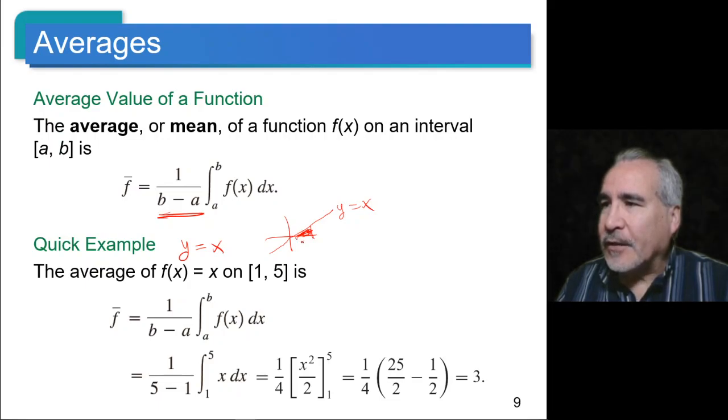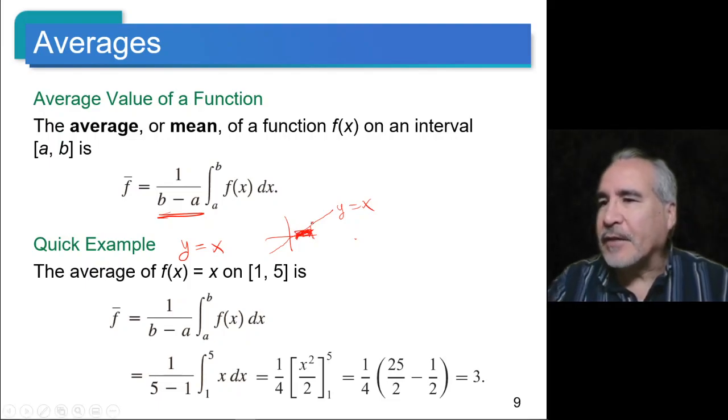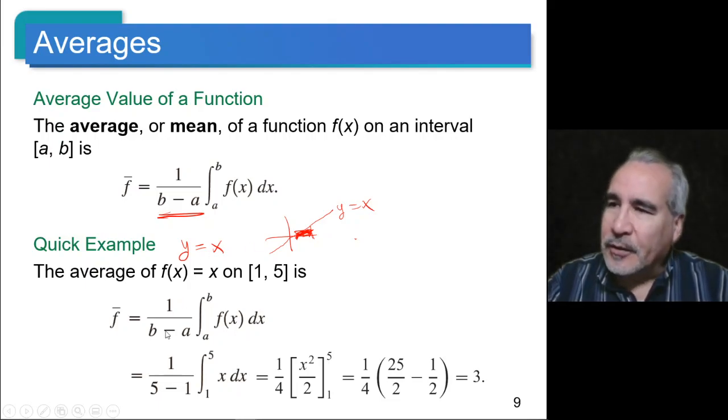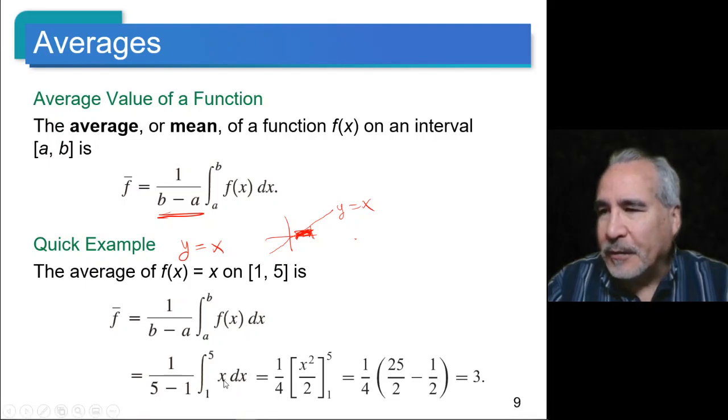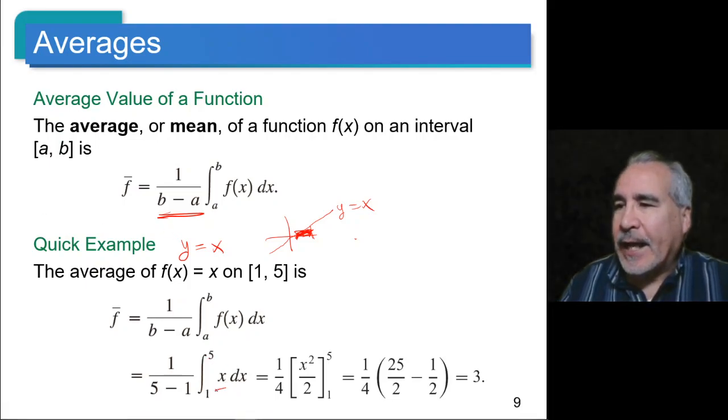And what that does is it makes a rectangle. Okay, so it averages it out. And I've got some better pictures of this, but you'll see it. That's what the average will do. Okay, so we go ahead and integrate. When we integrate x, we get x squared over 2. Okay, and then we get that going from 1 to 5.